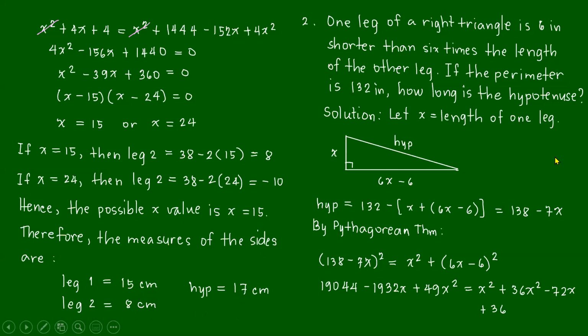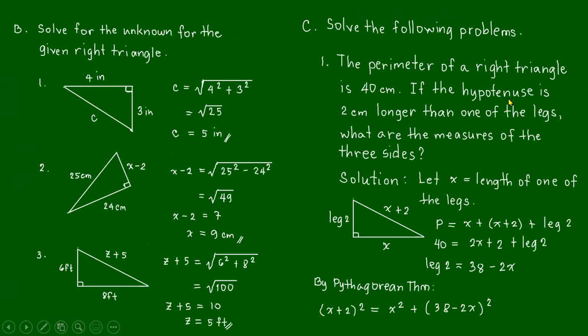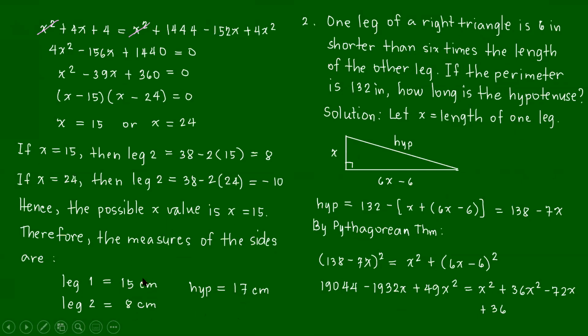The hypotenuse, let's look at the problem again. The hypotenuse is 2 centimeters longer than one of the legs. So in this case, than leg 1. Okay, let's have the second one. One leg of a right triangle is 6 inches shorter than 6 times the length of the other leg. If the perimeter is 132 inches, how long is the hypotenuse? We are asked of the hypotenuse only.